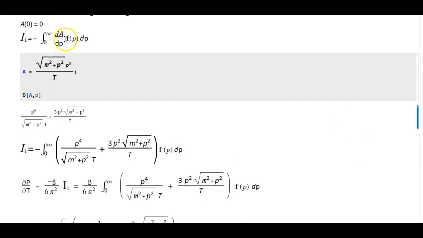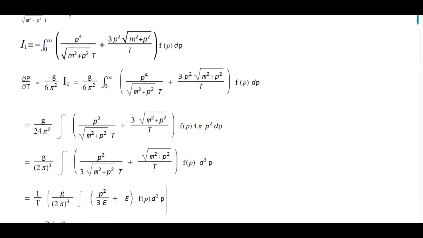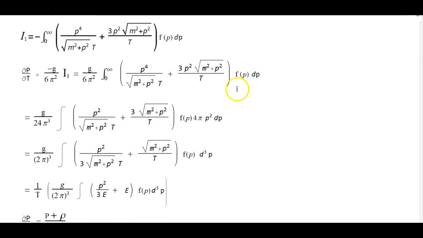Now we put this value into this integral, and this integral becomes this. Then dP over dT is minus g over 6π² I1. So g over 6π², 0 to infinity, and then we have this integral. And we have a negative sign. Oh, okay, negative becomes positive. So yeah, this integral. Now what is next is, we can factor out 4π p² from here.